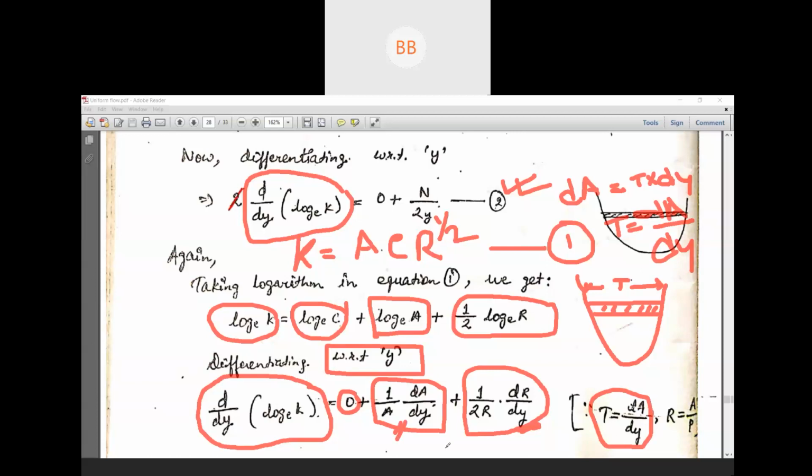Okay. And R is going to be replaced by area by wetted perimeter. That we all know. R is equal to area by wetted perimeter. You kindly write it down. Okay.